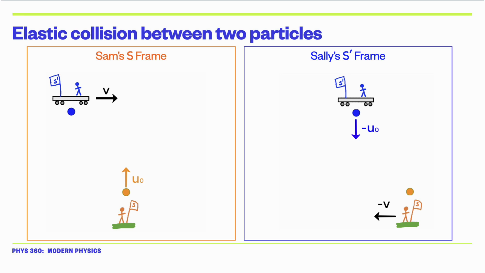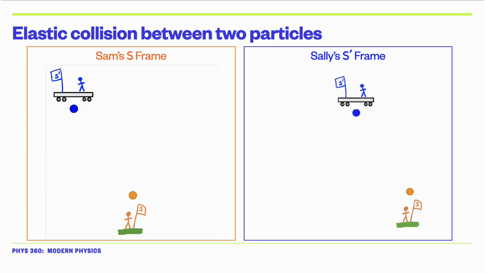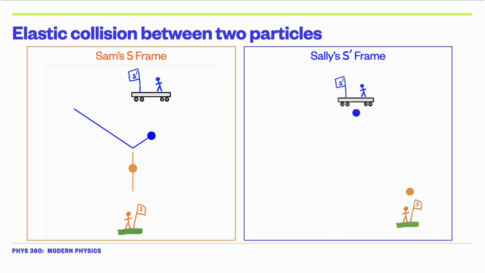They each throw a ball along their y-axis with speed u0 as measured in their own frame. They coordinate their throws just right so that their balls bounce straight back to them after the collision. The left diagram shows what the dynamics look like from Sam's perspective on the ground. So you can see that Sam's ball moves vertically upward along the y direction in his reference frame, and Sally's takes a diagonal path because it has a horizontal component v.